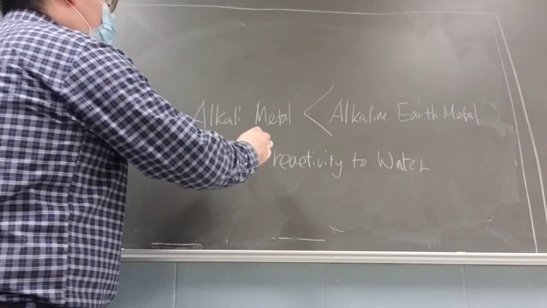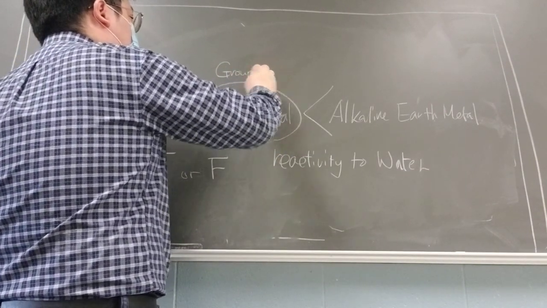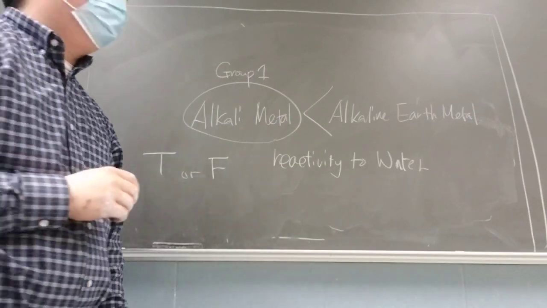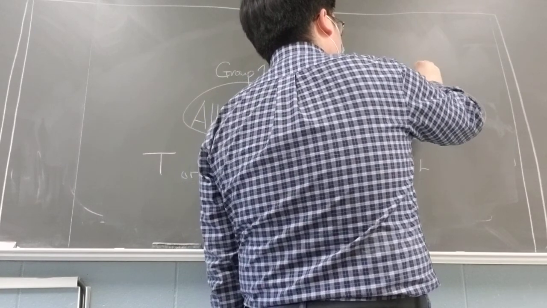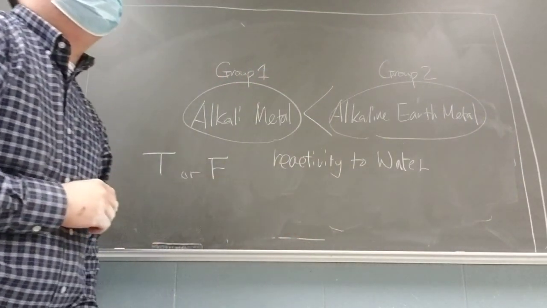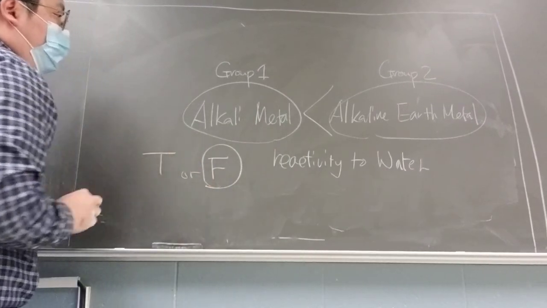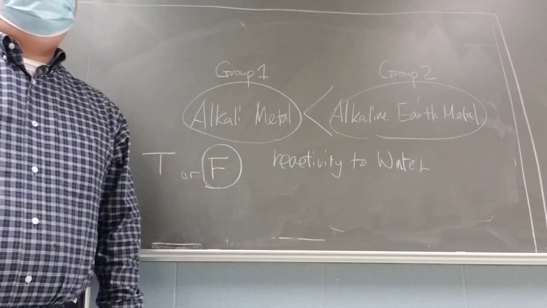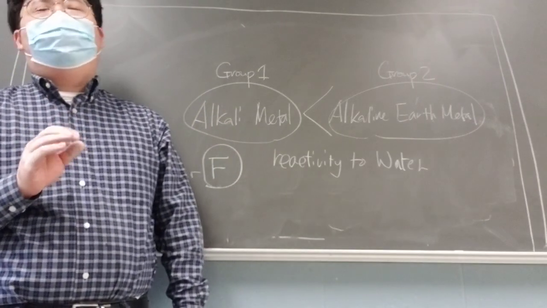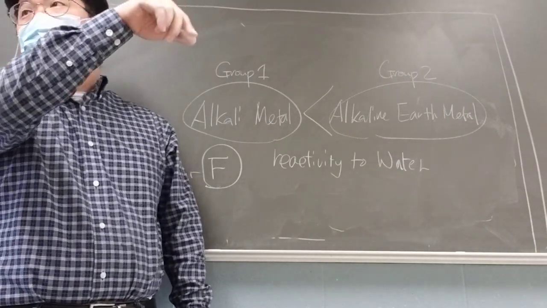So the alkali metal is a group 1 element, which is mainly metal except hydrogen. Alkaline earth metal is group 2. They are mainly metals as well. Okay, so this is actually false, because the alkali metal is much more reactive to water. It actually kind of makes sense. You don't have to memorize this one because you know how to do the electron configuration for the first column and second column, right?